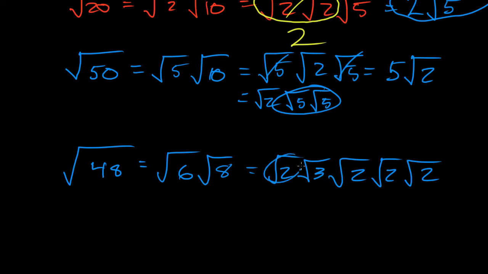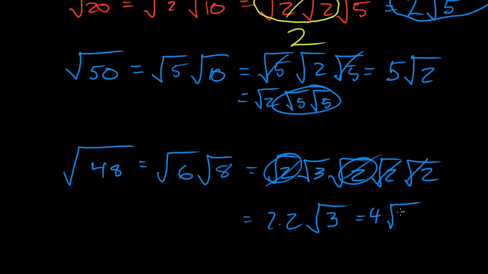And I have some pairs of 2's. There's a pair here, so that will be equal to 2. And there's a pair here, so that will be equal to 2. So I'm multiplying all of these, so I have 2 times 2. And then there's no pairs that go with the 3. So the simplest form of the square root of 48 is just 4 root 3.